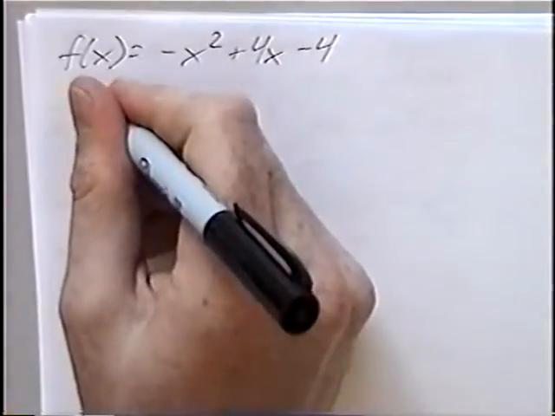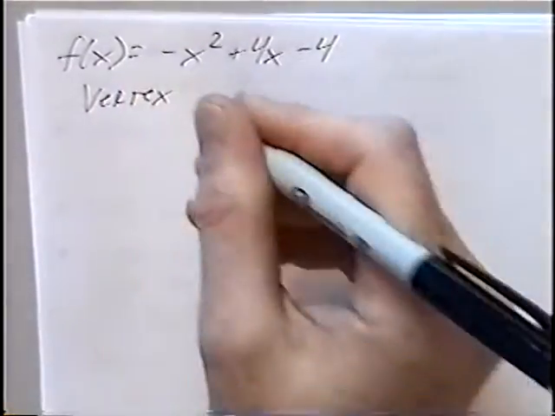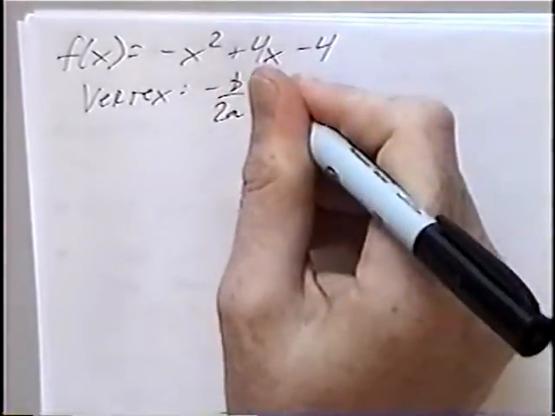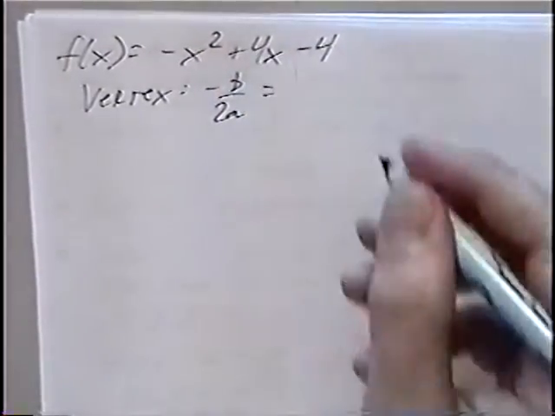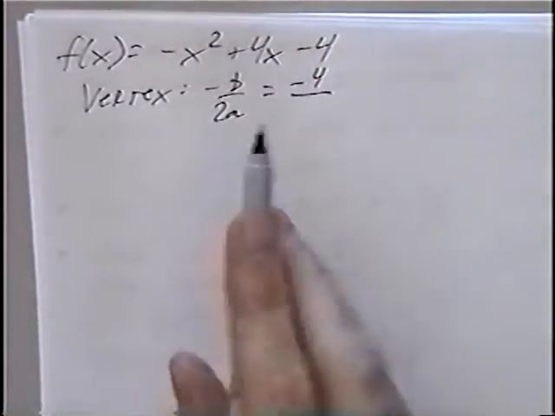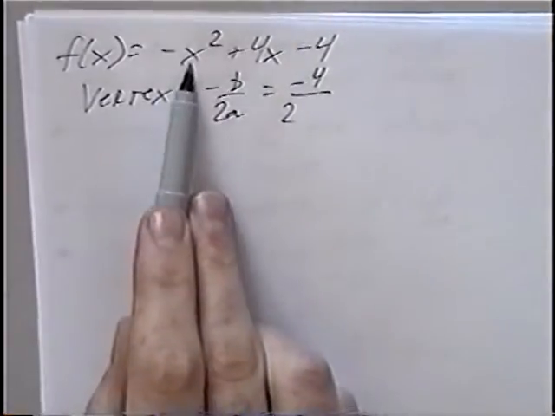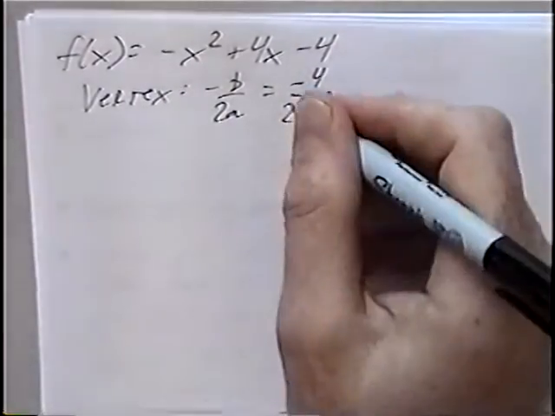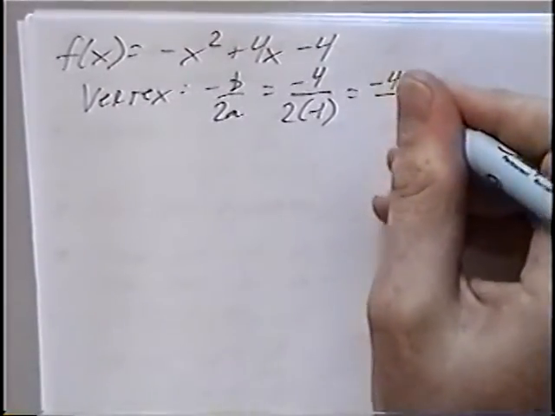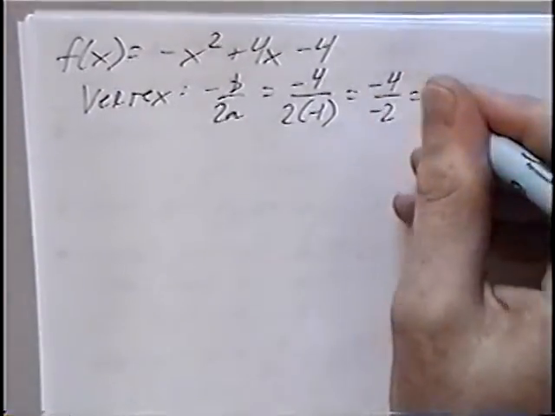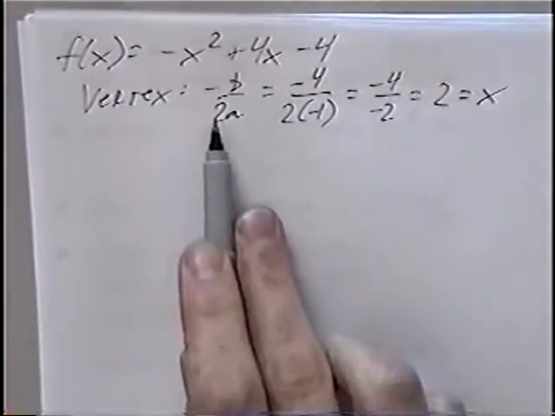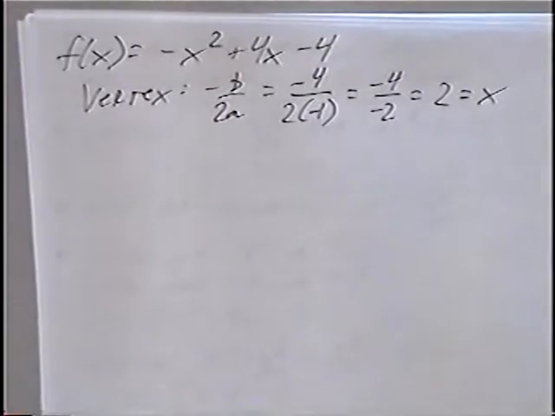Again, find the vertex. The equation negative b over 2a. In this case, b is positive 4, but negative b makes it a negative 4. And 2 times a, the number in front of x squared. In this case, it's negative 1, so 2 times negative 1. So we'll have negative 4 over negative 2, which is equal to positive 2. And negative b over 2a is what x equals, so x equals 2.